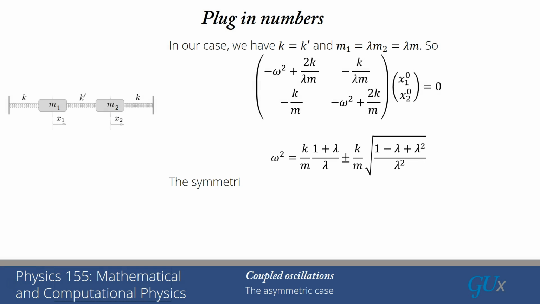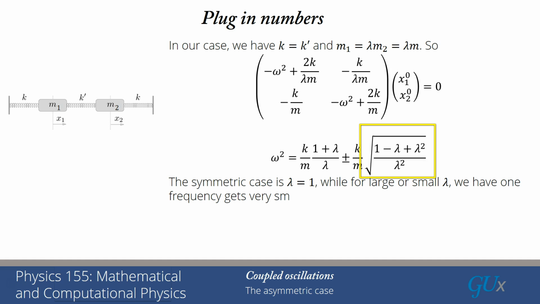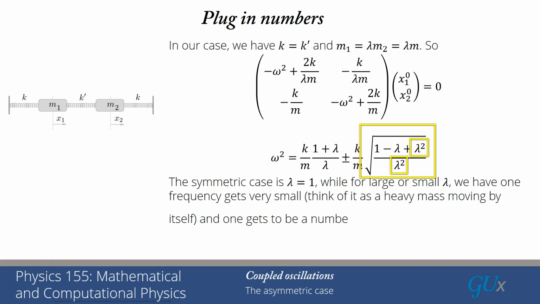But now what we can do is take a look at what happens if lambda gets really large. So if lambda gets really large, in the square root term, because I have a lambda squared divided by a lambda squared, that square root term is going to approach 1. And if I look at the first term, because I have a lambda over lambda, that term is going to approach 1. It's going to look like k over m plus or minus k over m. Now, it's not going to exactly be k over m plus or minus k over m, but what it tells us is one of the frequencies is going to get very small, and the other one is going to be on the order of 2k over m. So some number on the order of 1 times the square root of k over m for the frequency itself.